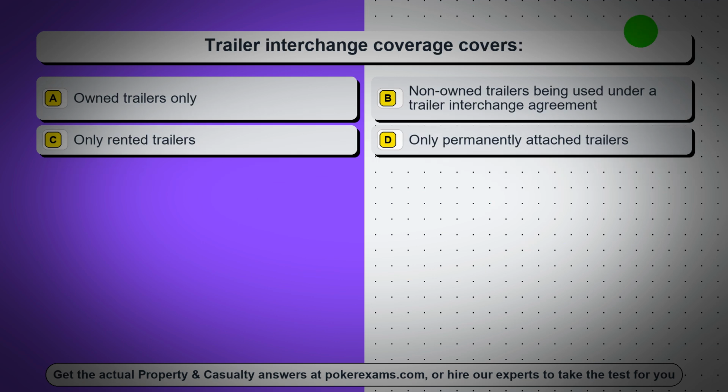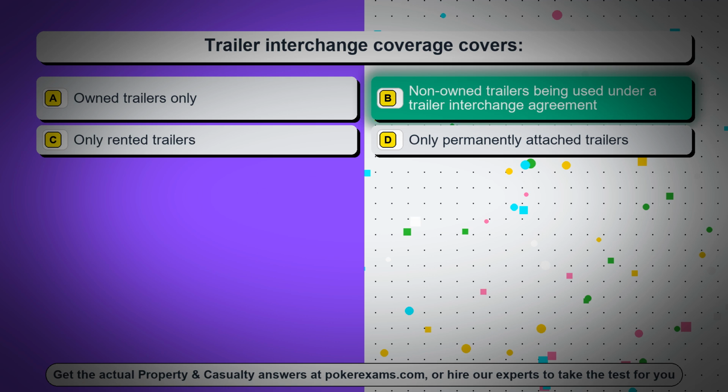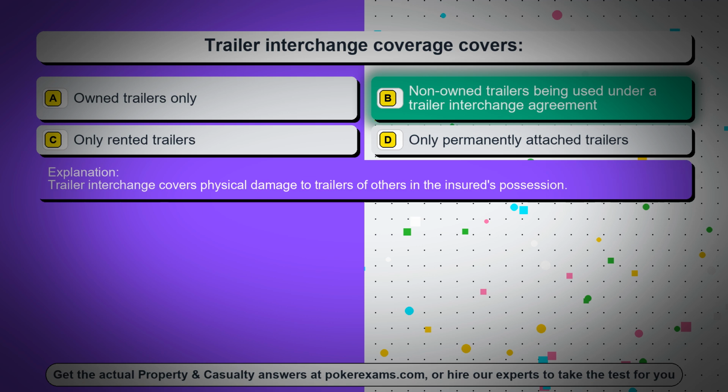Question 32. Trailer interchange coverage covers. Option A, owned trailers only. Option B, non-owned trailers being used under a trailer interchange agreement. Option C, only rented trailers. Option D, only permanently attached trailers. The correct answer is option B, non-owned trailers being used under a trailer interchange agreement. Trailer interchange covers physical damage to trailers of others in the insured's possession.